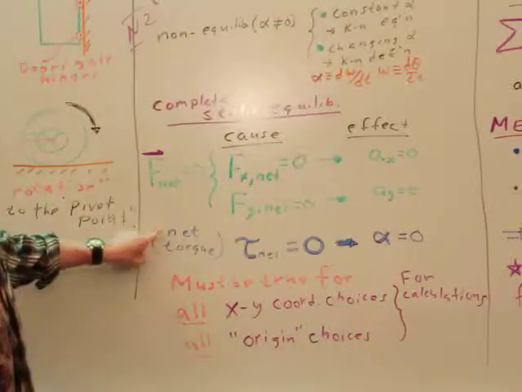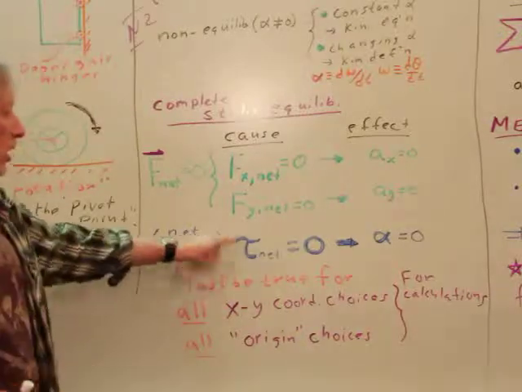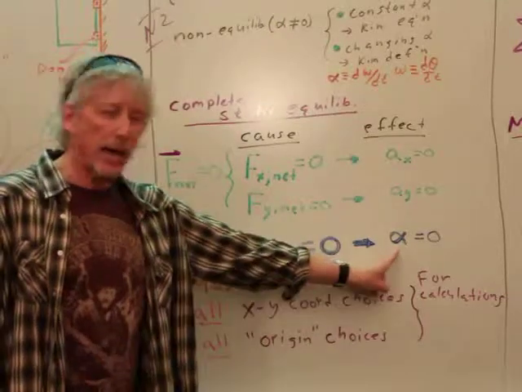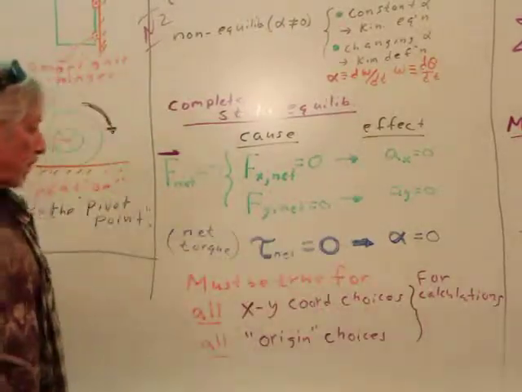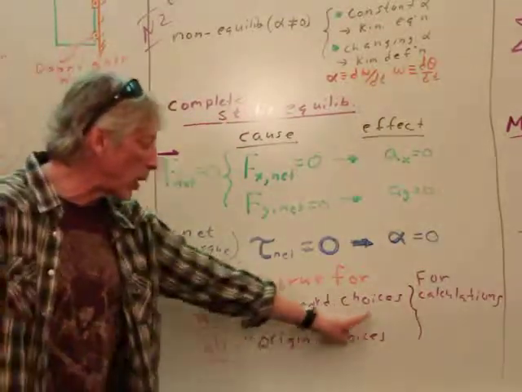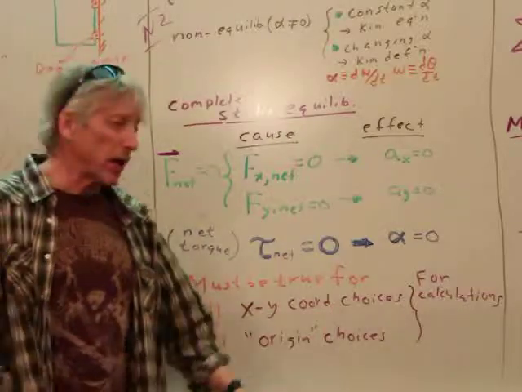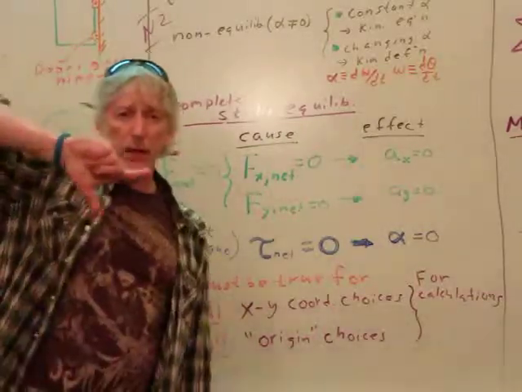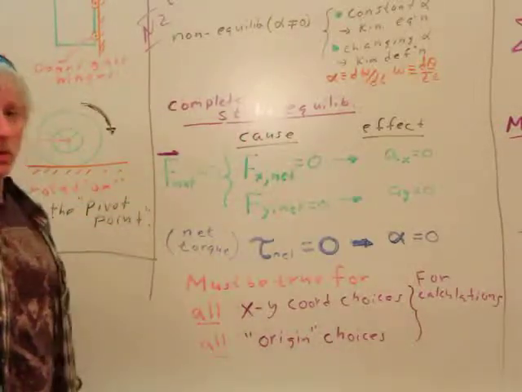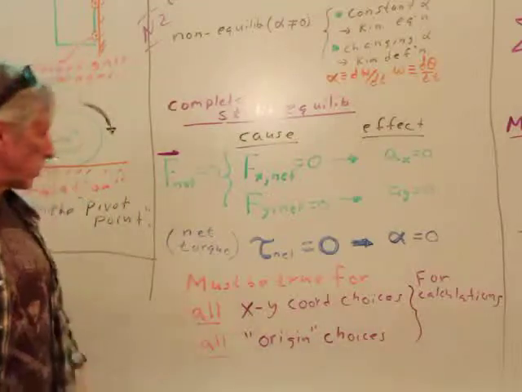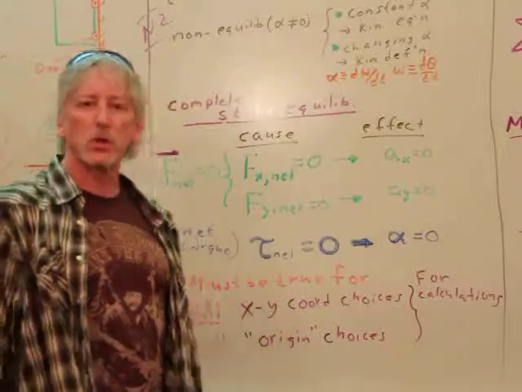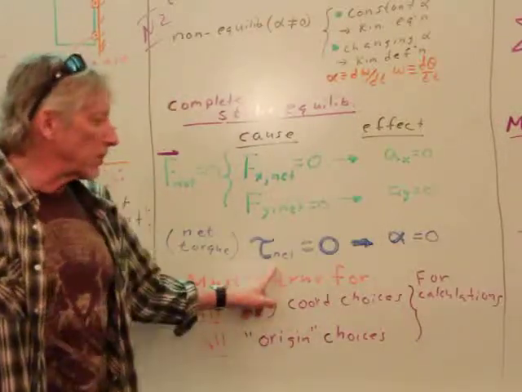Rotationally, however, you've got torque. You've got some twist that's caused by each of these forces. And so then the net torque is 0, which results in an angular acceleration of 0. Okay, so this has got to be true if we have static equilibrium for any choice. All choices of x, y coordinates, so you could do your x and y however you want. If you've got 3 dimensions, you've got x, y, and z. That's true. So you're free, but let's use wise choices. This has to be true for all choices of origin or pivot point or axis of rotation, whatever you want to call it. Okay, so that's got to be true.